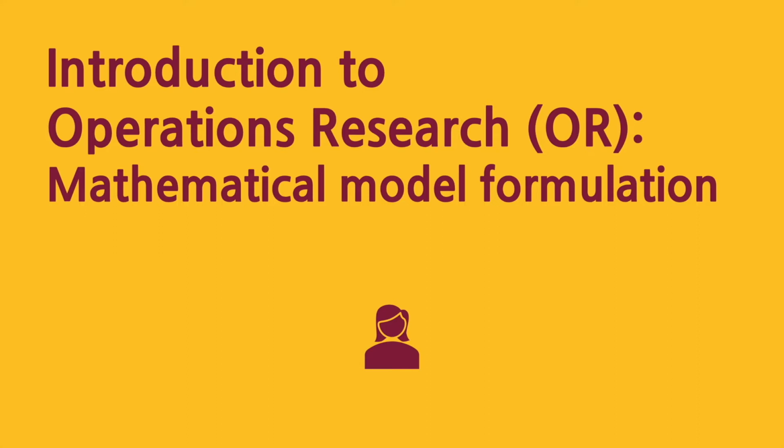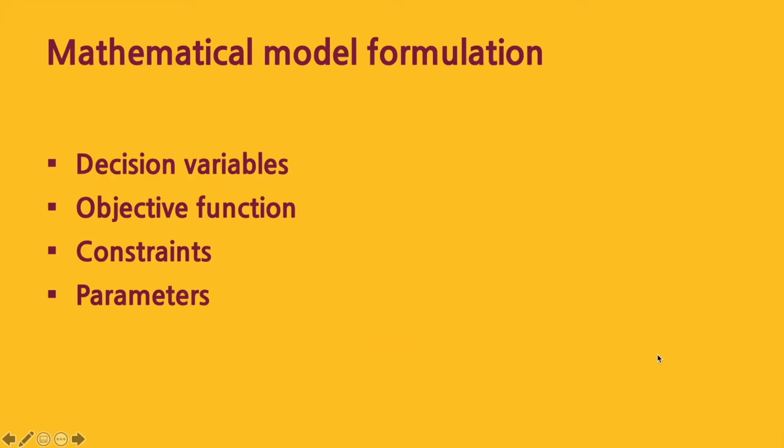So this video introduces how to formulate the mathematical model that will really help you to understand the following videos about the mathematical programming. So let's start. Usually the mathematical program consists of 4 elements: decision variables, objective function, constraints, and parameters. So we are going to review the definitions of these 4 elements with the example.